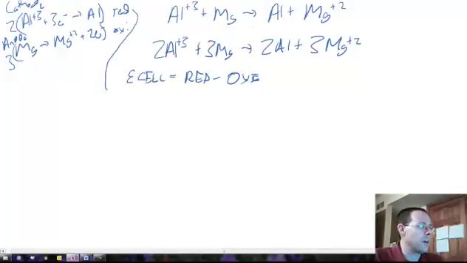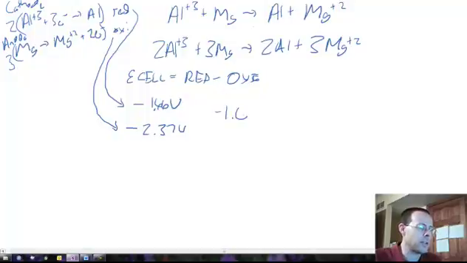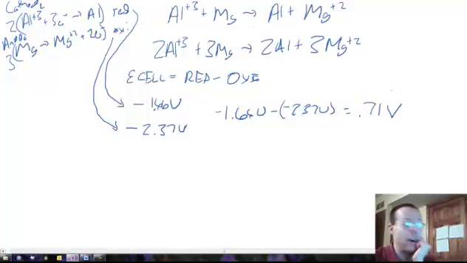Alright, so we need to look up tables in our chart. And we're going to find that the reduction for aluminum is negative 1.66 volts. And for magnesium is negative 2.37 volts. So if we set up our equation, we're going to have negative 1.66 volts minus a negative 2.37 volts. Or we're really going to be subtracting a negative, so we're really adding that. And we get a value of 0.71 volts. Alright? And that is our answer.